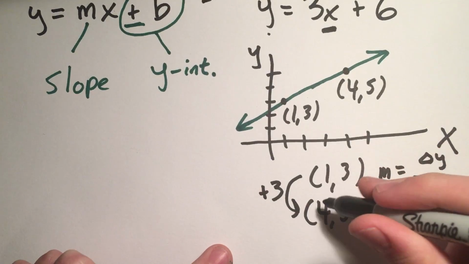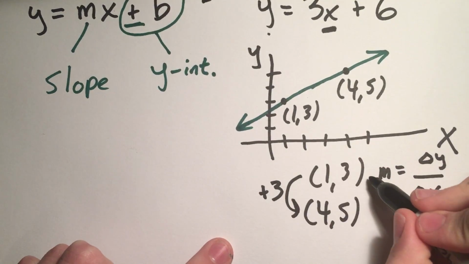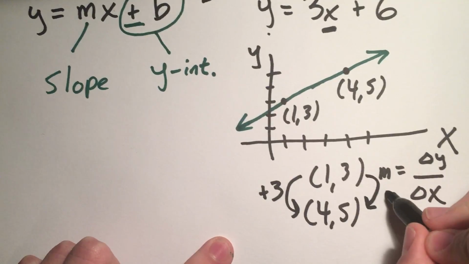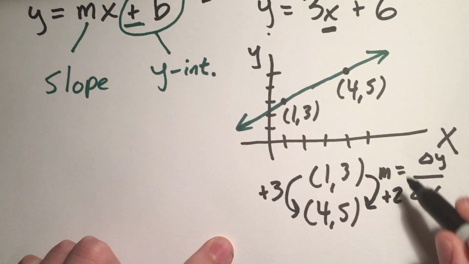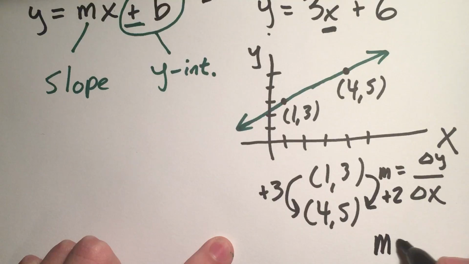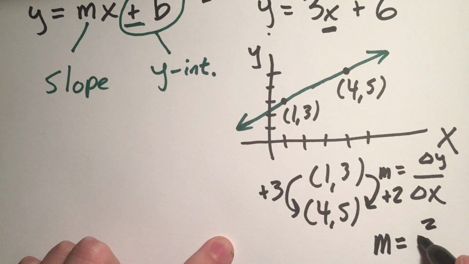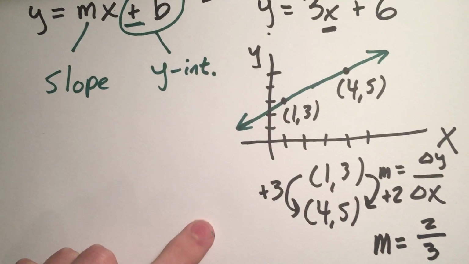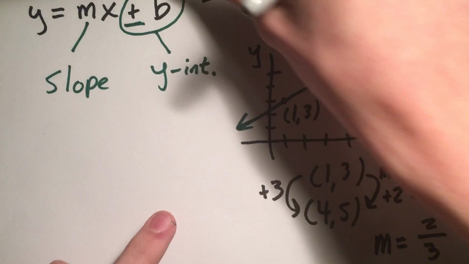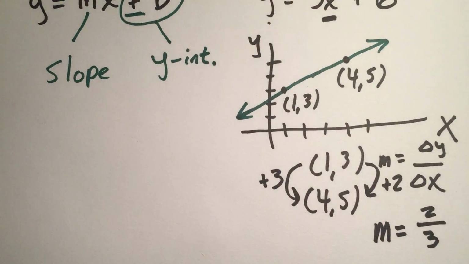So x goes from 1 to 4, which is an increase of 3, and y goes from 3 to 5, which is an increase of 2. So my slope, my m, is my change in y, which was 2, divided by my change in x, which was 3. So 2 over 3. Now you could put this in your calculator if you want to, but you're not going to get an even number if you divide it. You'll get like 0.666 repeating.